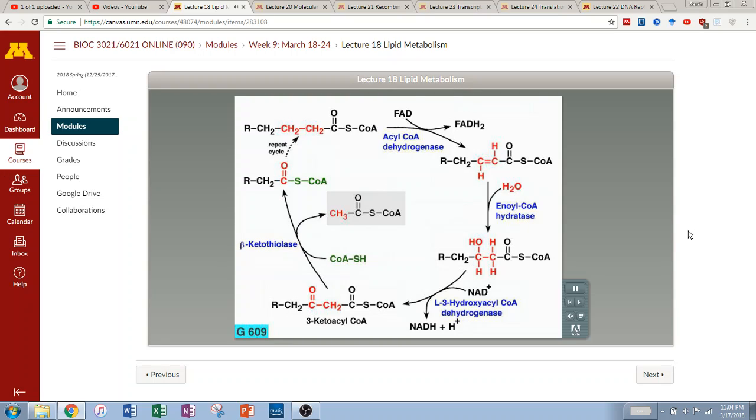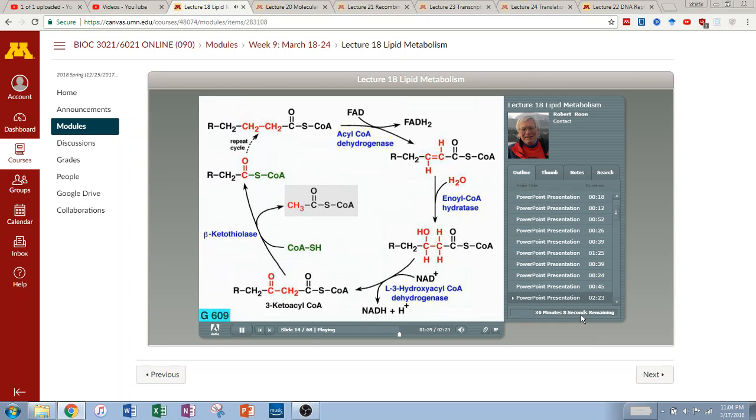The second reaction involves the addition of water to the double bond, forming a hydroxyl group on the beta carbon. The reaction is catalyzed by enoyl-CoA hydratase. Note that the carbon carrying the hydroxyl group is now a new chiral center in the L form. In the third step, the hydroxyl group is oxidized to a ketone coupled to the reduction of NAD+ to NADH. The enzyme that catalyzes the reaction is L-3-hydroxyacyl-CoA dehydrogenase.